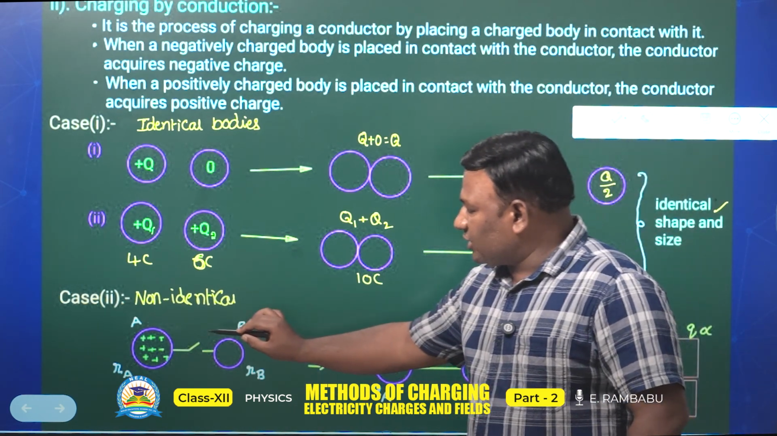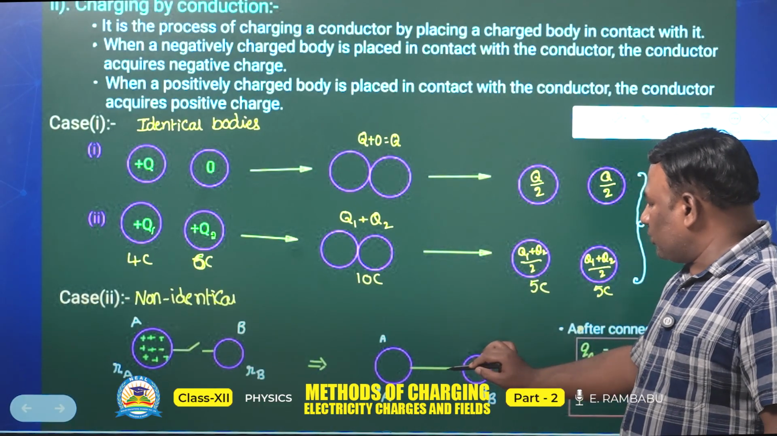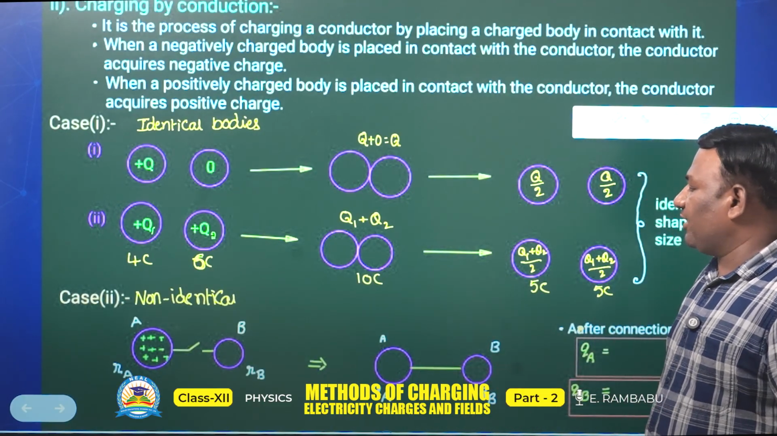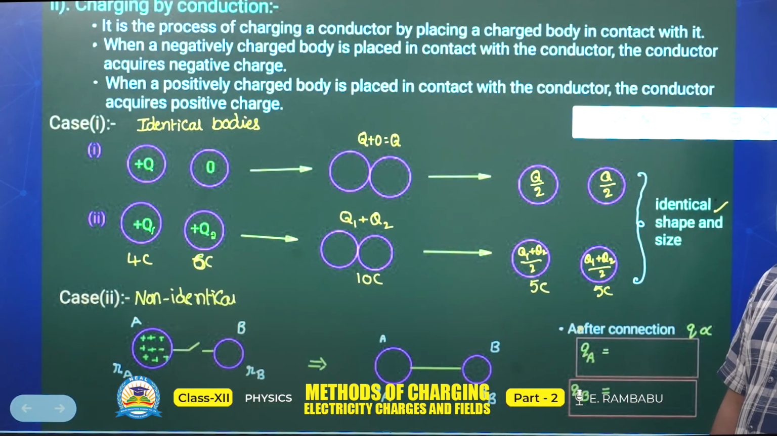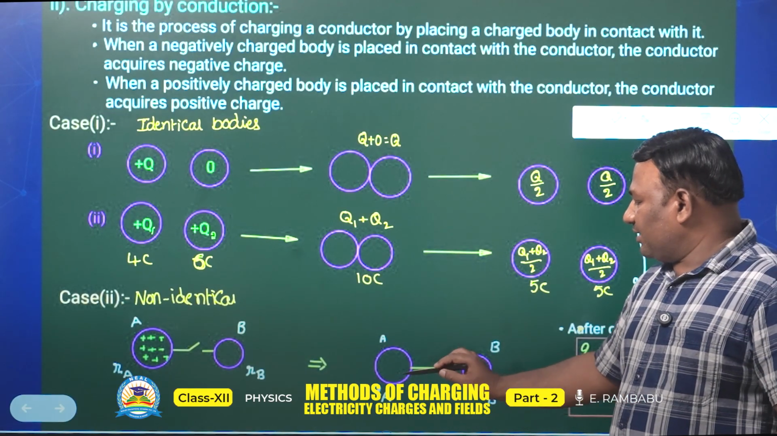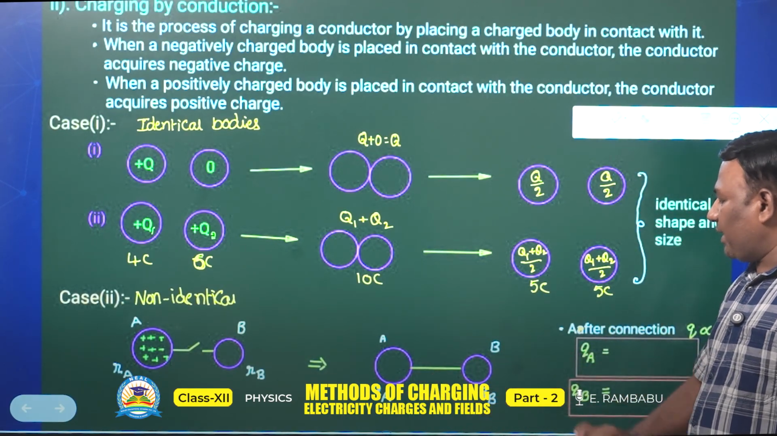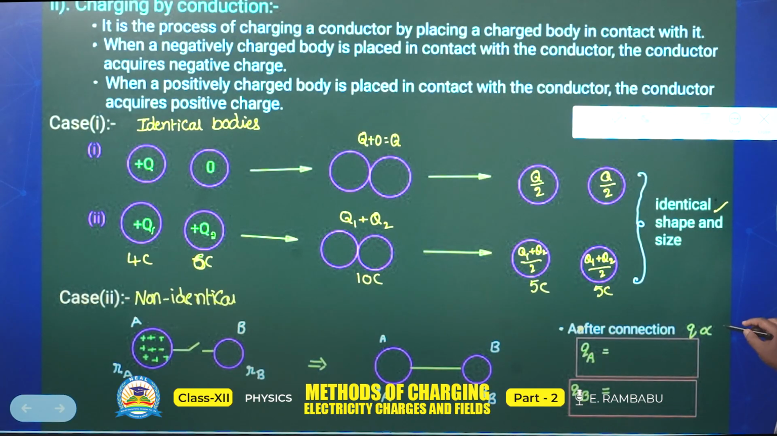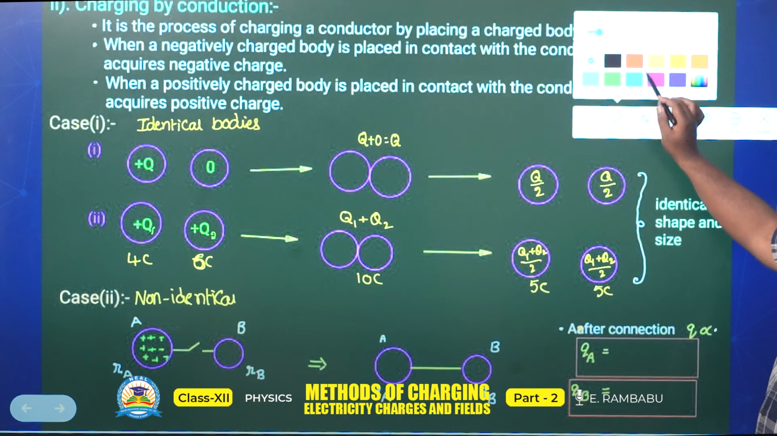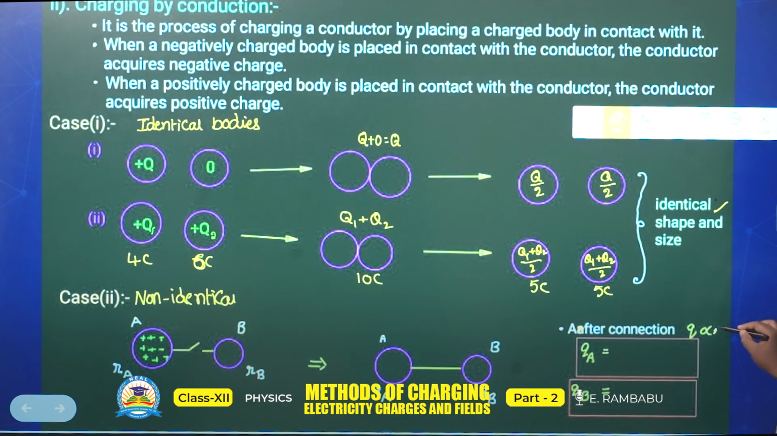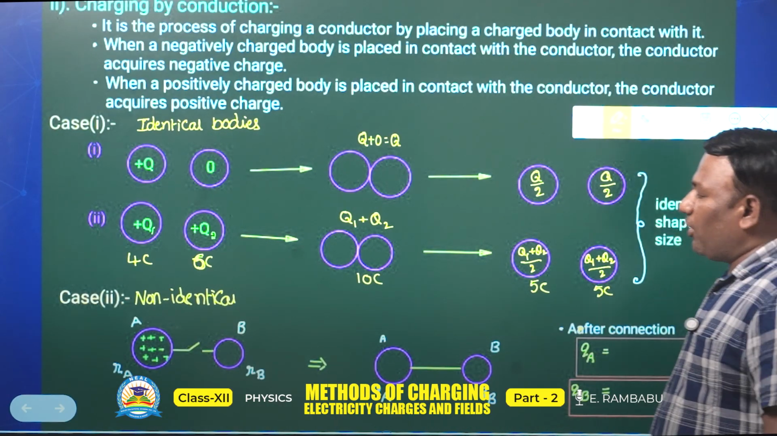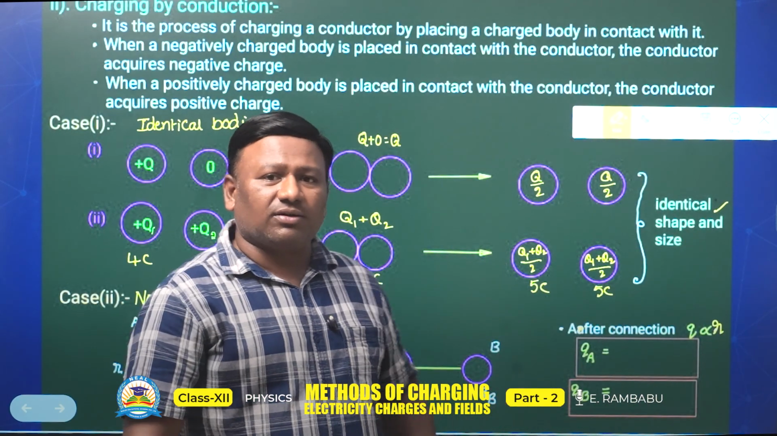Whenever the switch is closed, it means both bodies are taken into contact. Then the charge on A becomes QA and the charge on B becomes QB. So from that, the charge a body can store depends upon its size. So the charge of a body is always directly proportional to R.